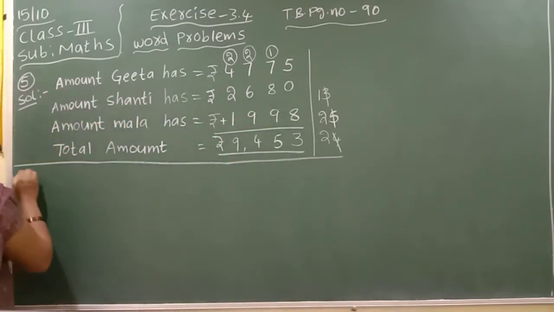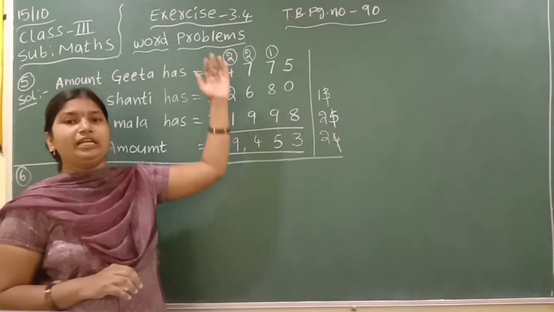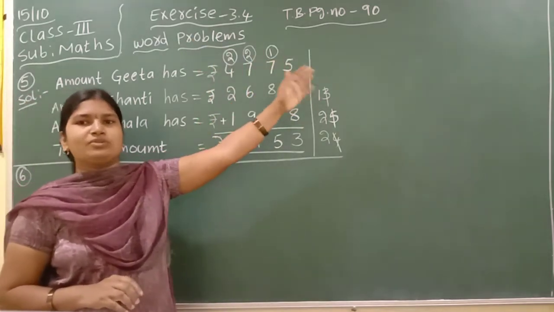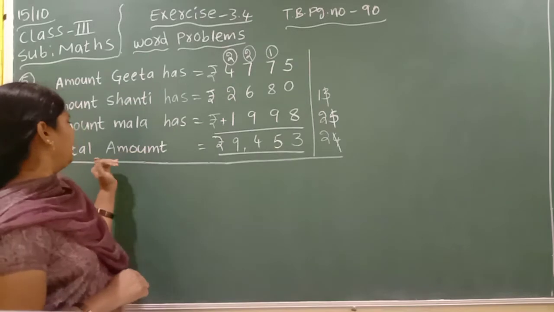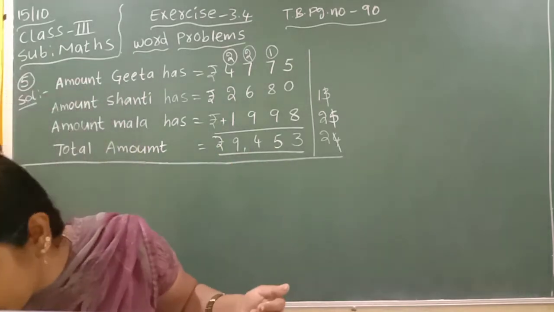Next one, the sixth one. Did you understand? First, you have to write how much amount they have separately. After that we add, and it is called the total amount. Go for the next question.